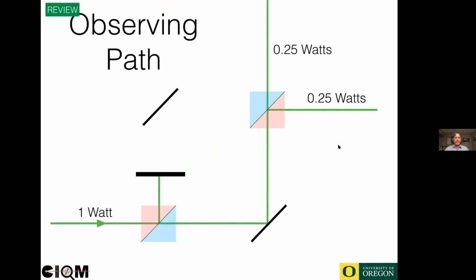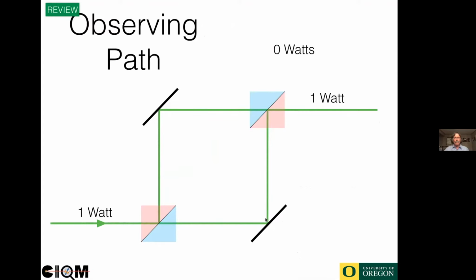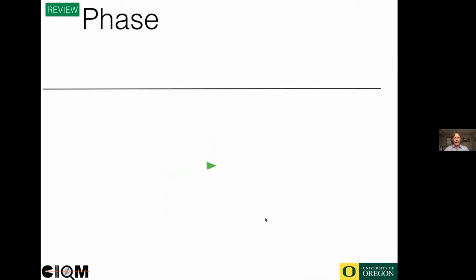This is showing that if you block one of the paths, you get equal power out of this prism. And if you block the other path, of course, you get equal power out of this one. So these are 50% beam splitters.